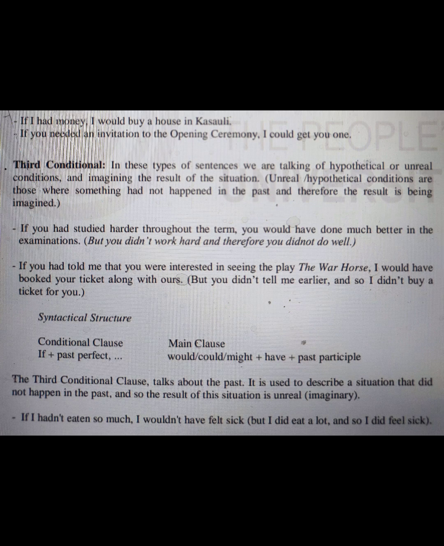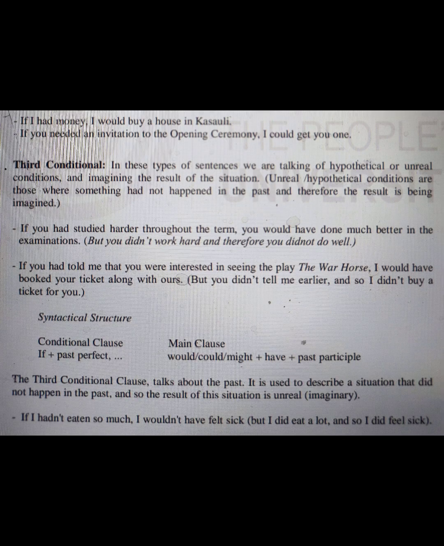But you didn't work hard and therefore you did not do well. If you had told me that you were interested in seeing the play The War Horse, I would have booked your ticket along with ours. But you didn't tell me earlier, and so I didn't buy a ticket for you. Syntactical structure. Conditional clause: if plus past perfect. Main clause: would, could, might plus have plus past participle.